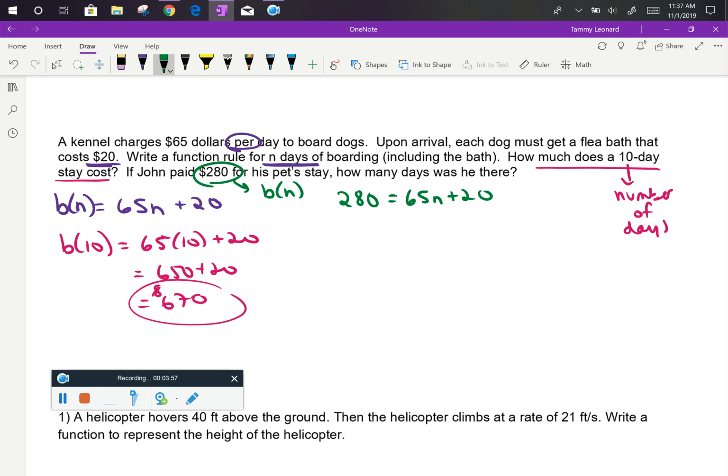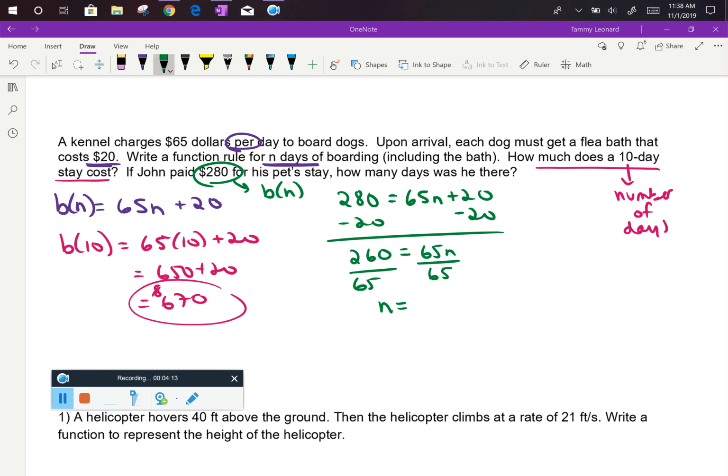So now I've got to get n alone using my basic equation solving skills. I'm going to have to subtract 20 from each side. So I have 260 equals 65n. And then I need to divide both sides by 65. And I will see that n is equal to 4, since 260 divided by 65 is 4. So the dog must have been boarded for 4 days if the total bill was $280.